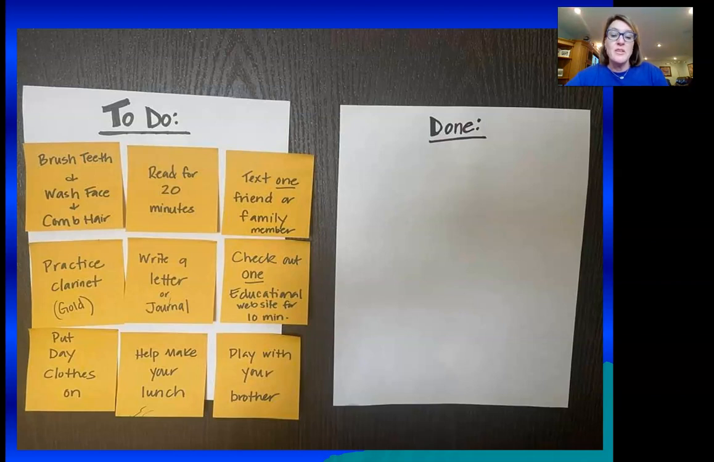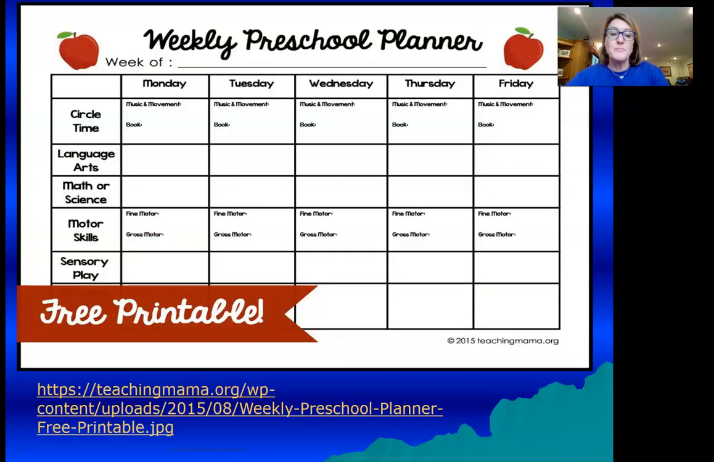It gives kids the ability to choose so that that child could write a letter or journal, the middle one, and do that first, or play with his brother first. And so it really gives some flexibility and some choices. Weekly preschool planner. This is another place you can go. Teachingmama.org is a great website that gives ideas for how to create some structure within a preschool or early childhood age group.